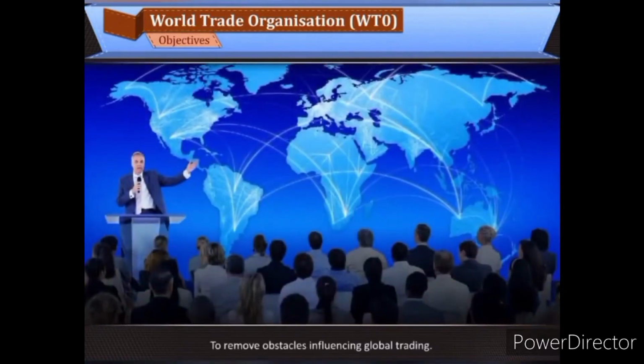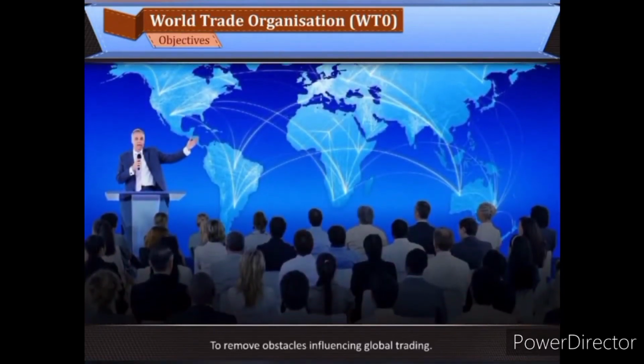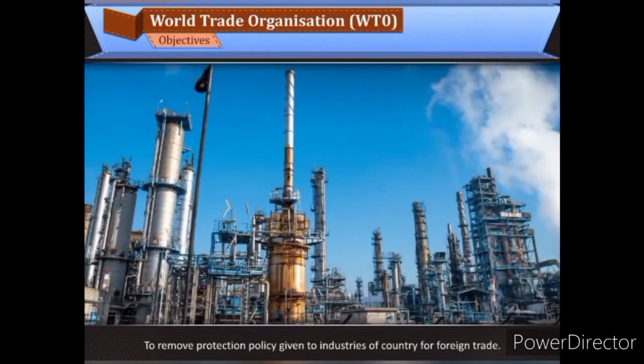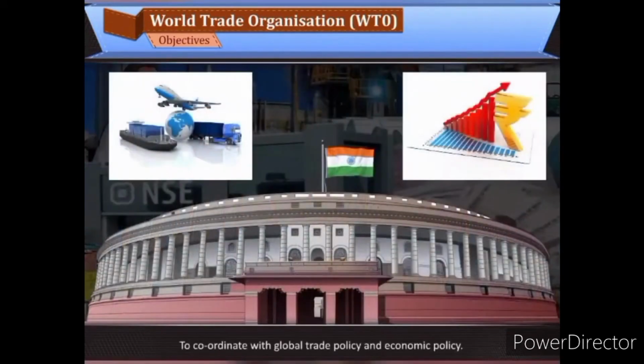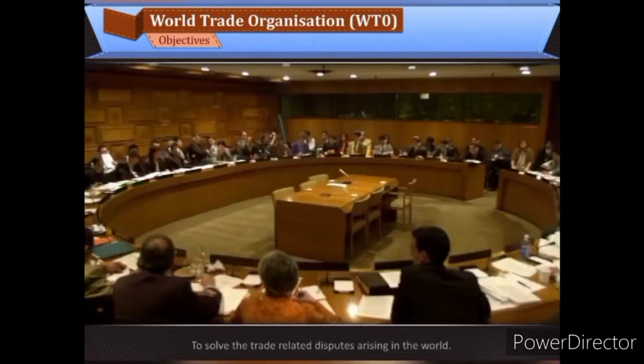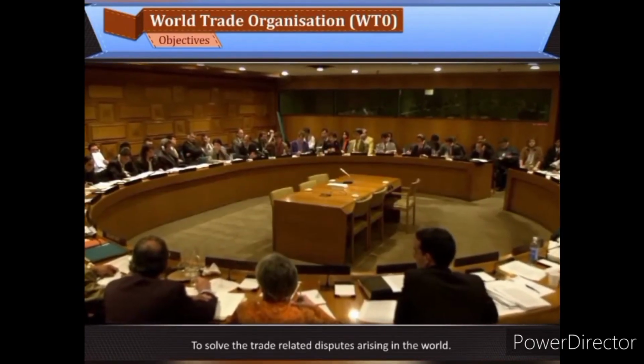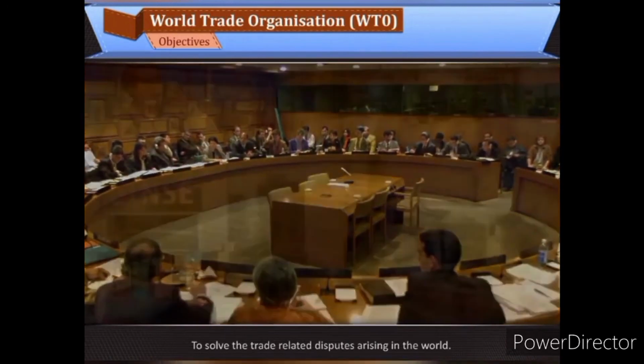Objectives: to remove obstacles influencing global trading, to remove protection policy given to industries of a country for foreign trade, to coordinate with global trade policy and economic policy, to solve the trade-related disputes arising in the world.